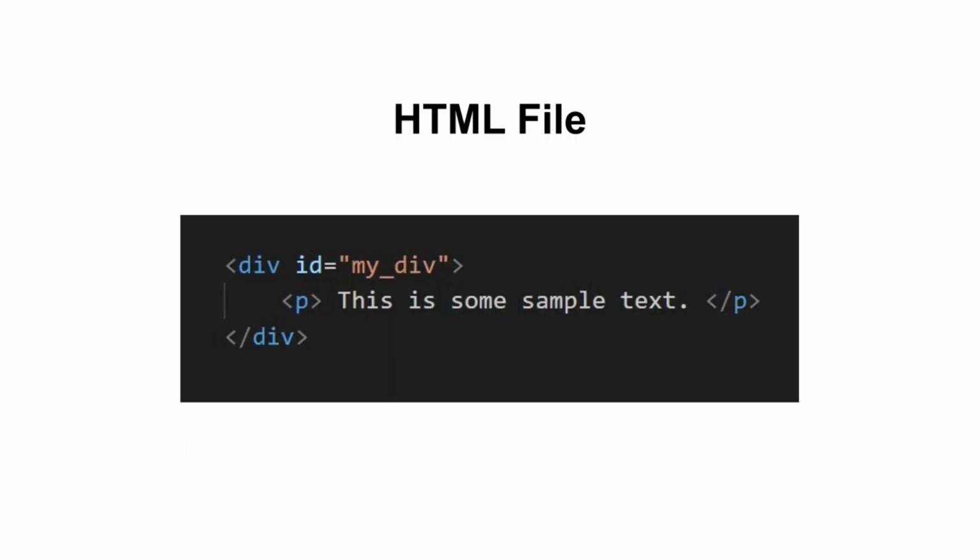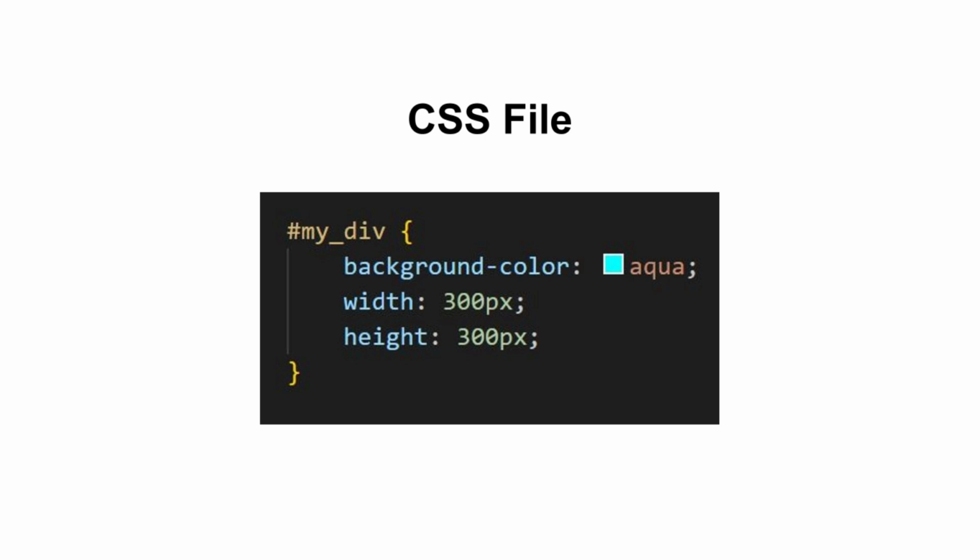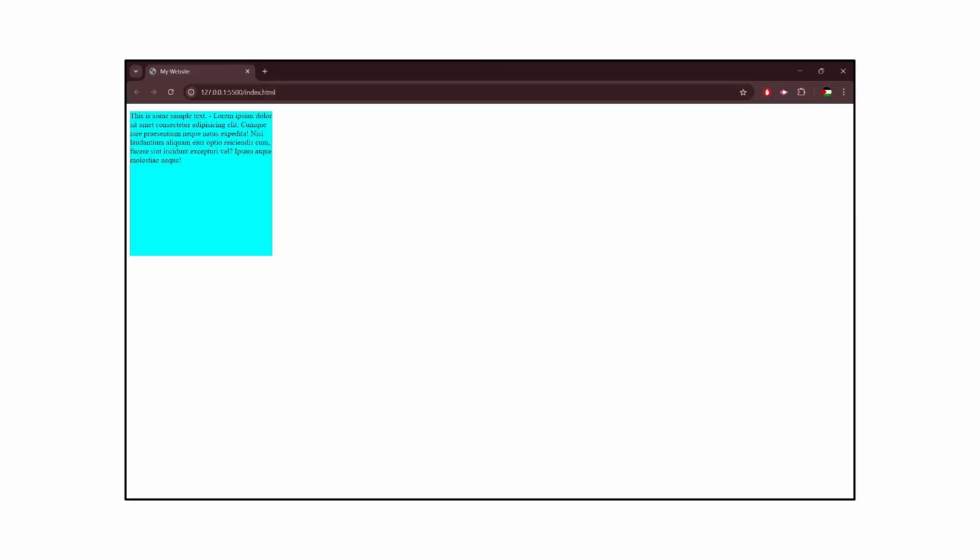For this video, I will be using a div element that is holding a paragraph element from my HTML file. And in my CSS file, I will color the background of our div element blue and set both its width and height to 300 pixels. If we do this, we will have a blue box with our paragraph on our website.